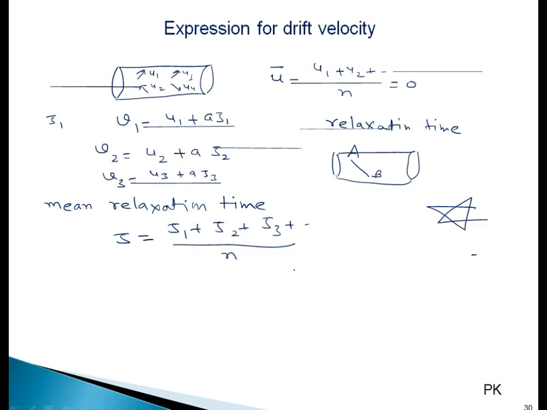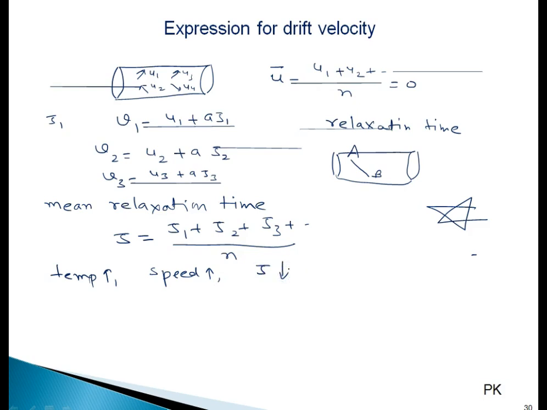Now one more thing I want to tell you: this relaxation time depends on temperature. If we increase the temperature, then speed will increase, as all of you know, and relaxation time will decrease. I hope it is visible to all of you.